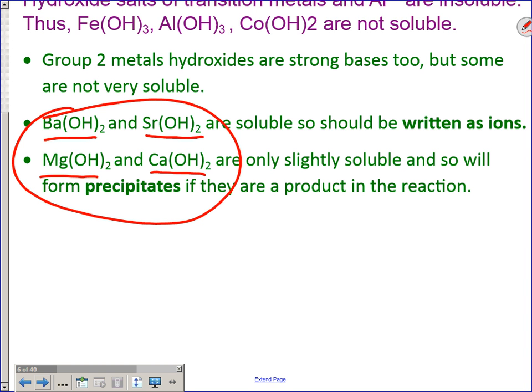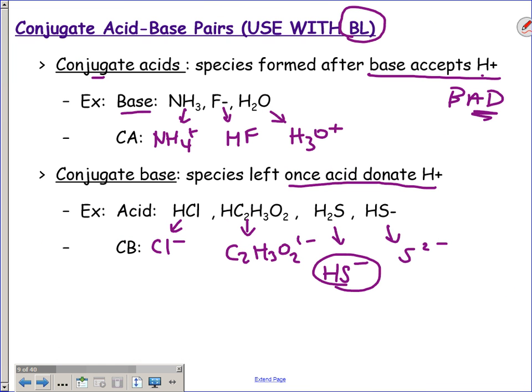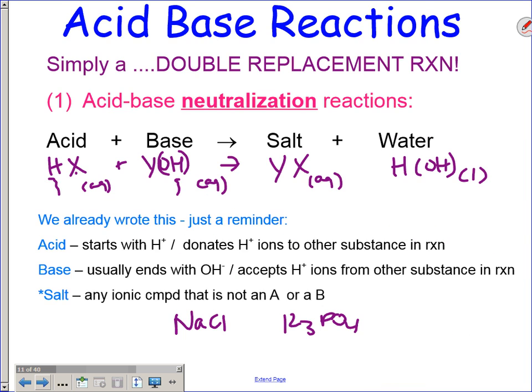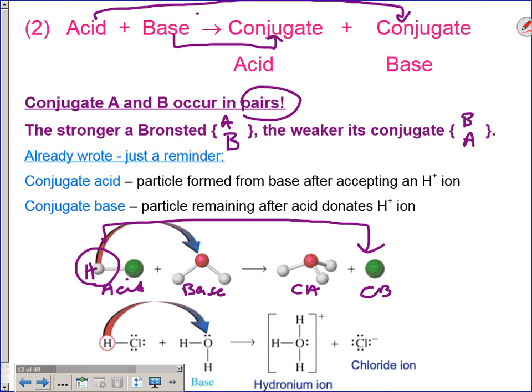So magnesium and calcium are precipitating, and strontium and barium will ionize. Give you a second there. So the next thing on the notes is just the recap of notes from last night, but you guys did your notes, so I'm leaving that to you.